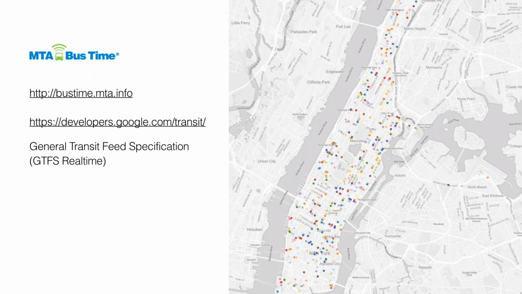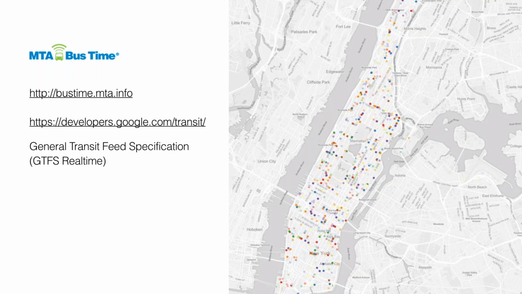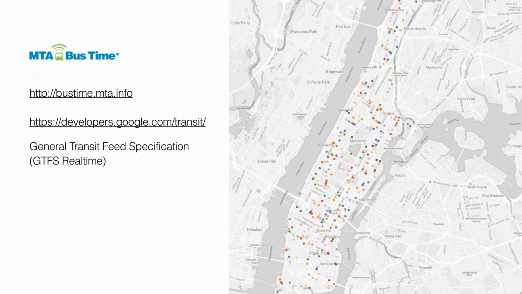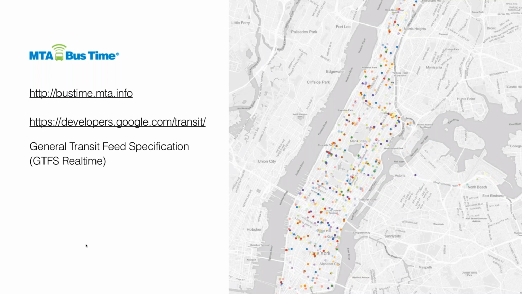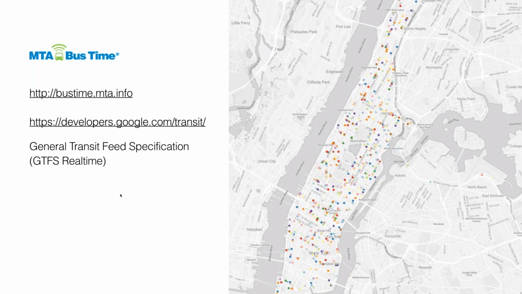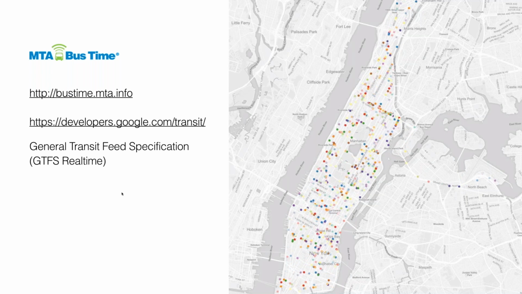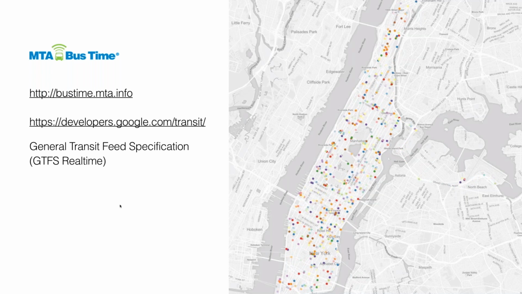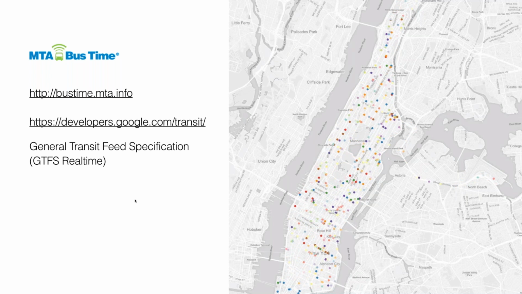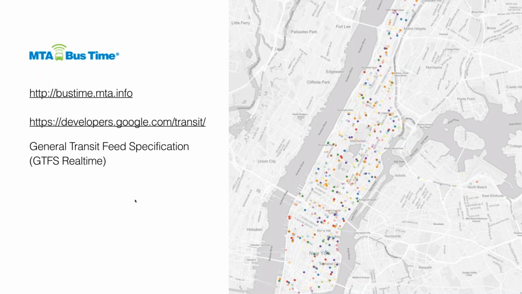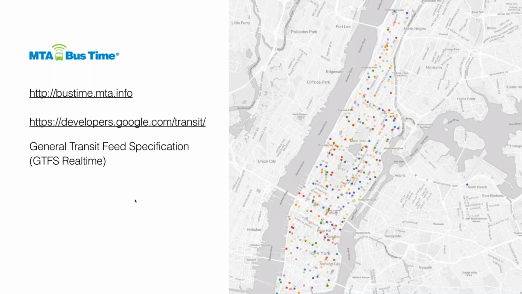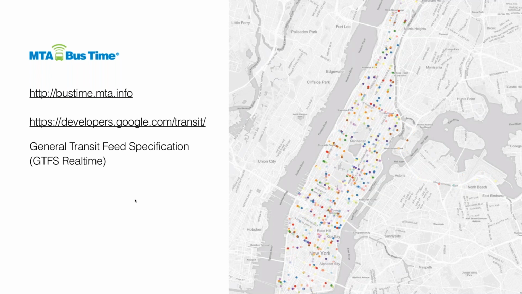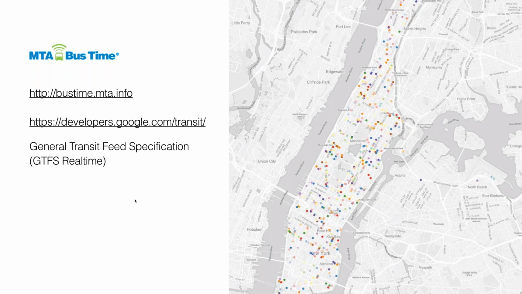The MTA Bus Time API is a live feed of the buses' current locations, and it's all done through a specification by Google called the General Transit Feed Specification, or GTFS real-time. Just something to keep in mind while we are using the MTA as an example here: this will apply to many other cities' transit systems that use this spec.